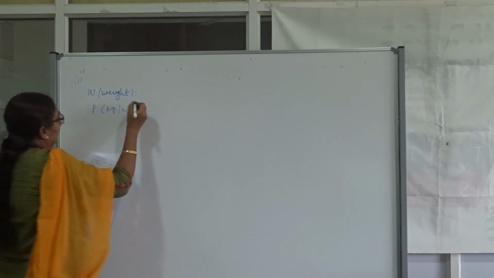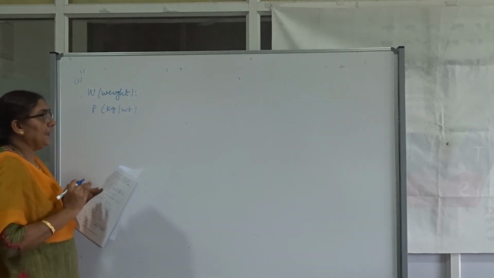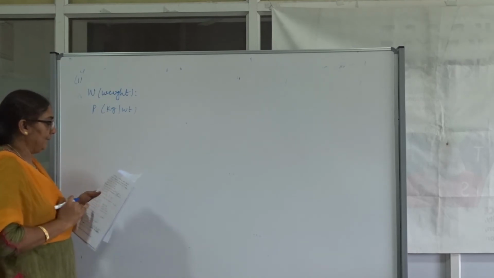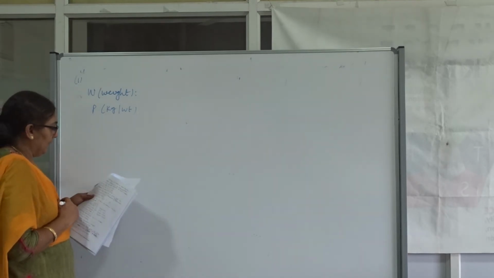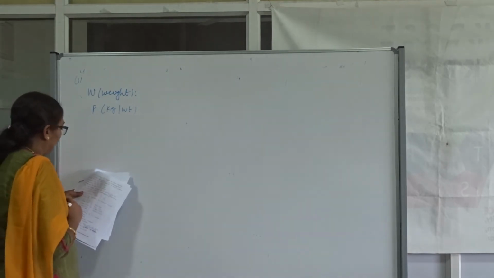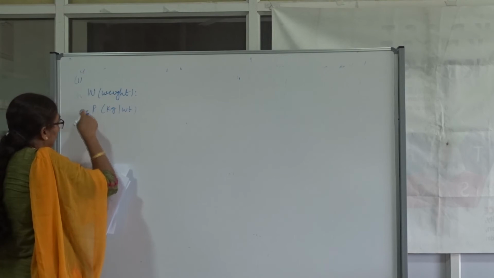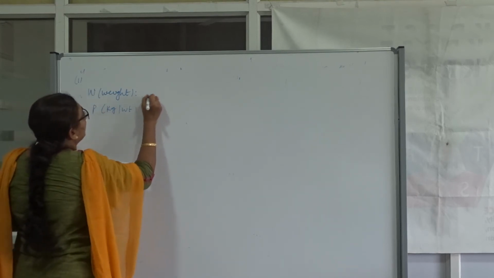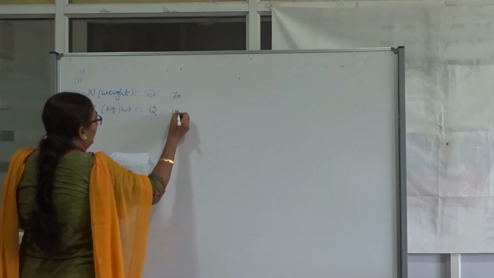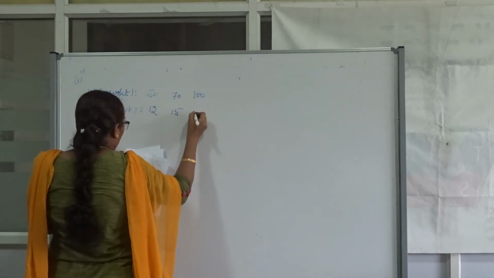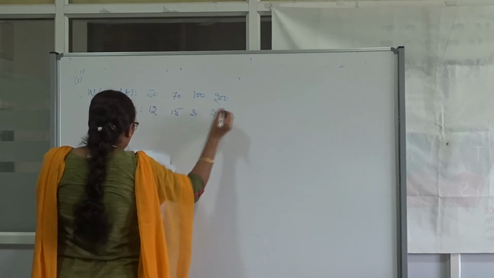If you want to repeat the theory part once again: using the method of least squares, fit an equation to the following data, where P is a pull required to lift a weight W. They gave the data as W and P. Now, pull required depends on weight, therefore W is independent, P is dependent on W. W is 50, 70, 100, 120 and P is 12, 15, 21, 25.